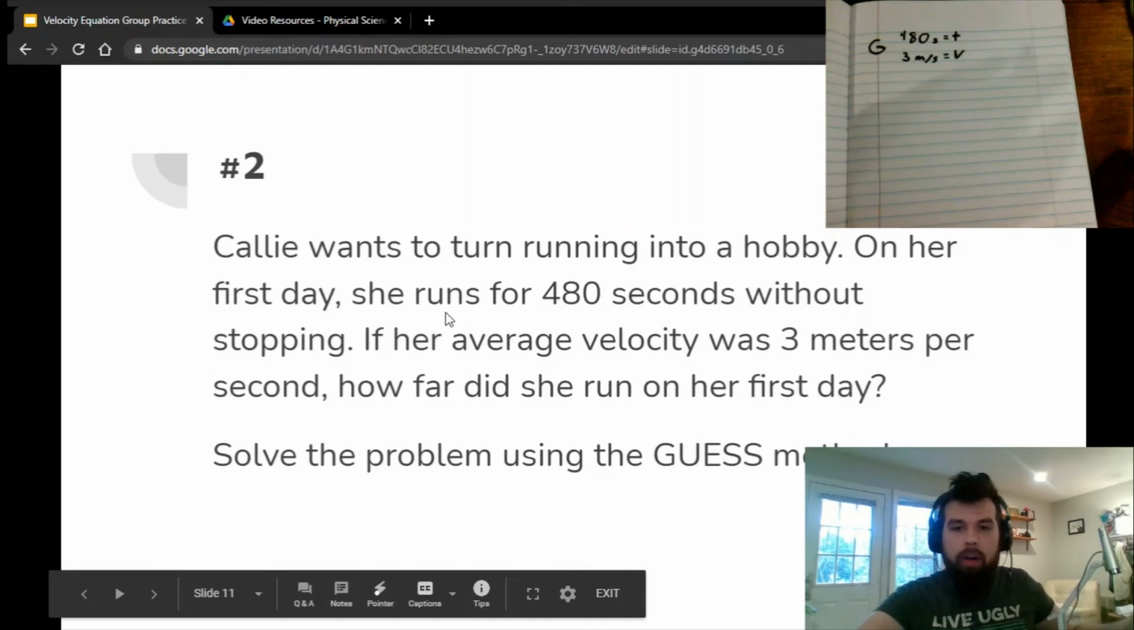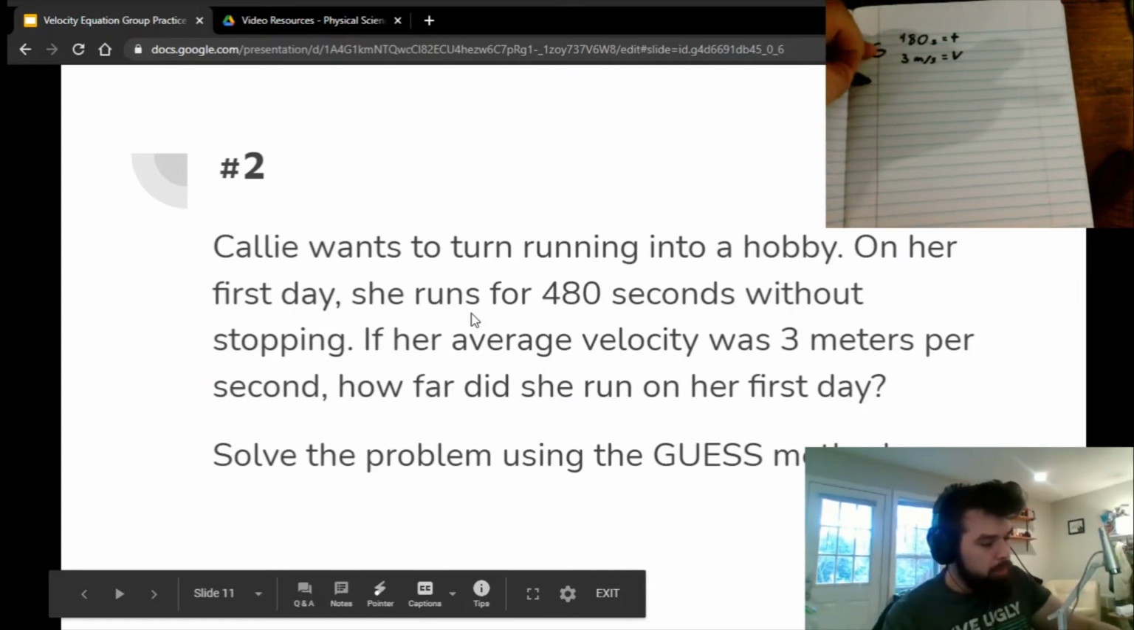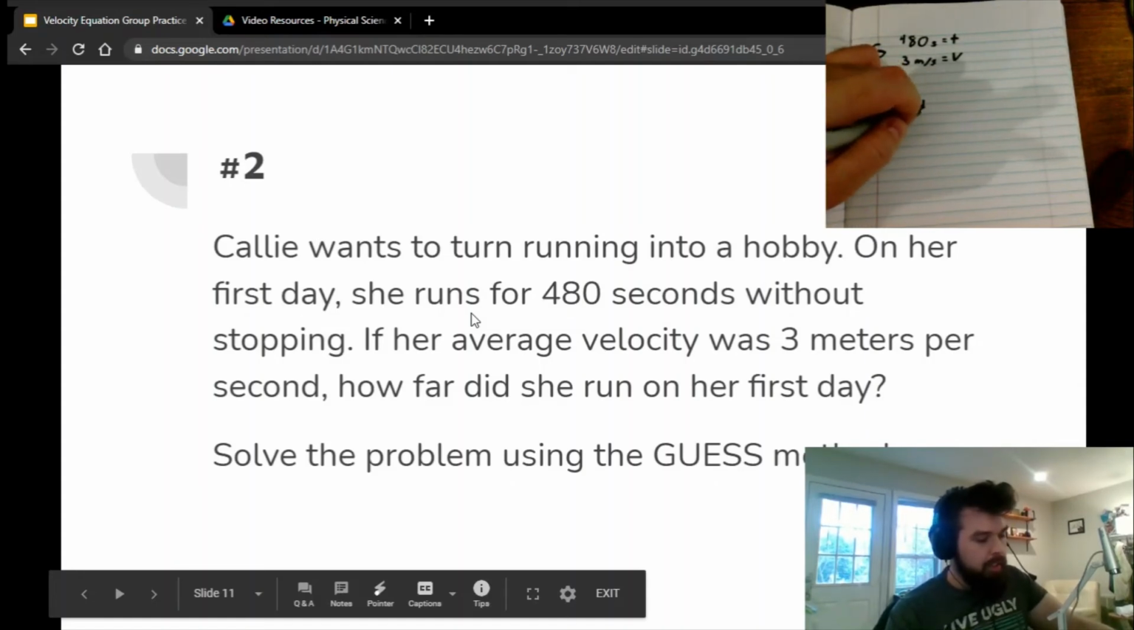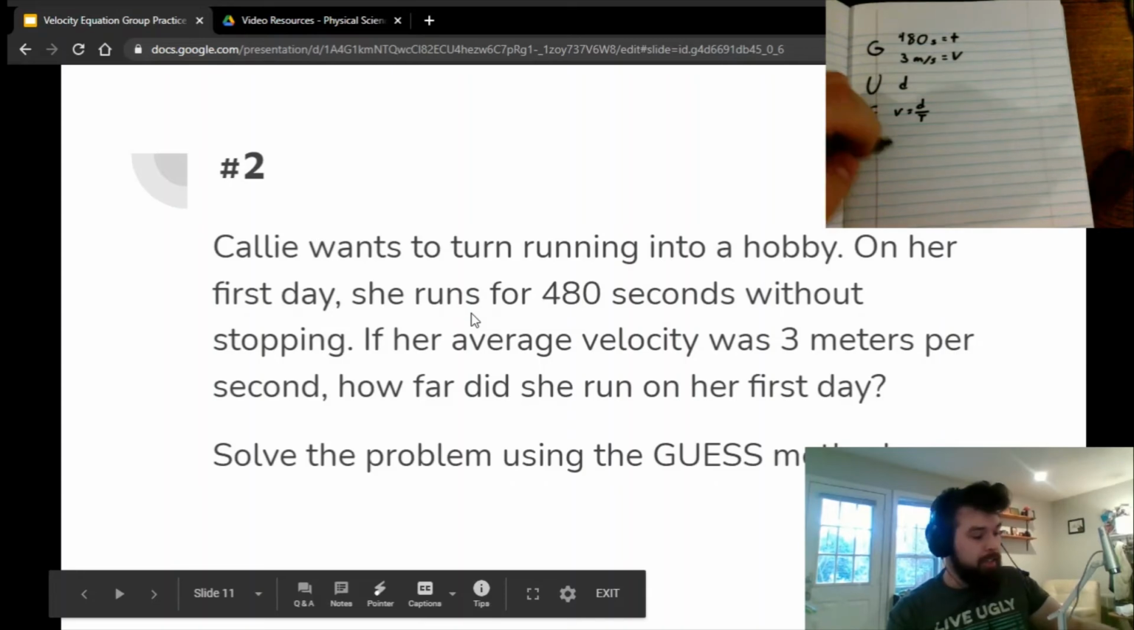Let's take a look. How far did she run in the first day? Wants to know how far. That's a way to describe distance. So my unknown is going to be distance, D. The equation that I'll use is going to be V equals D divided by T. I'll substitute those in. I know velocity, it's 3 meters per second.